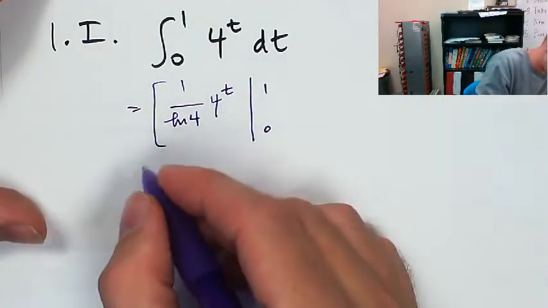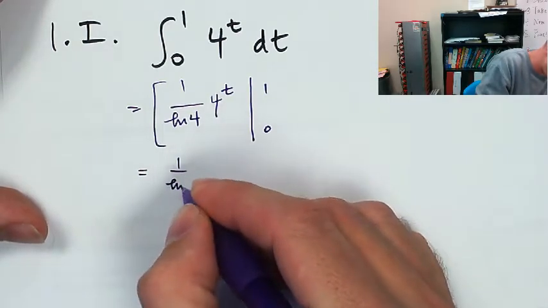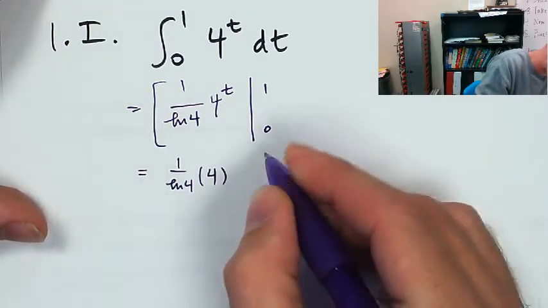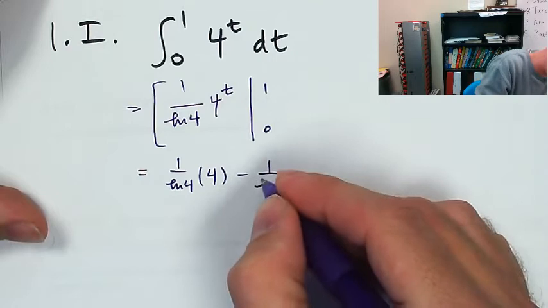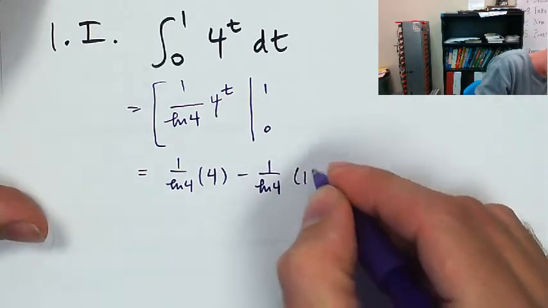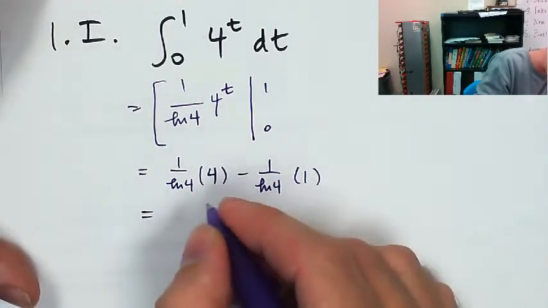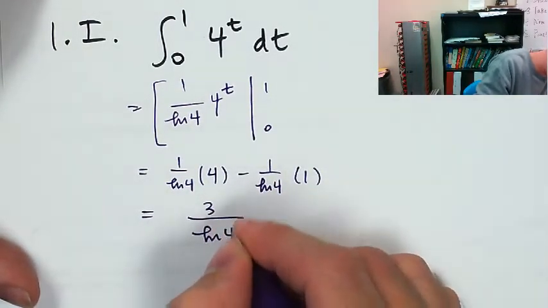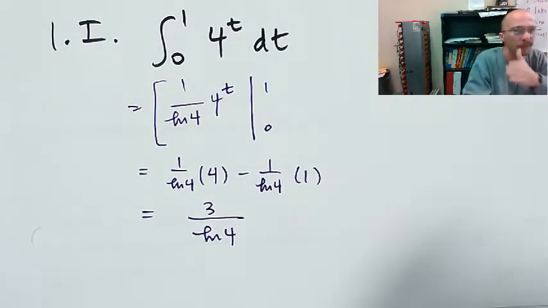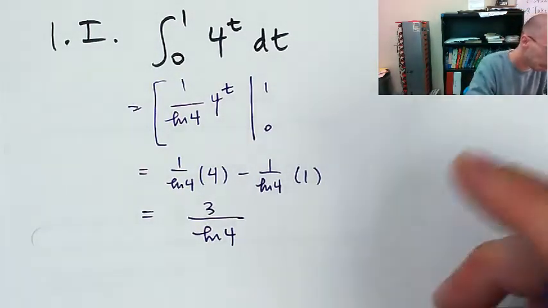And that's fine. So this is equal to 1 over log 4 times 4 to the 1 minus 1 over log 4 times 4 to the 0, which is 1. Okay, so I get 4 minus 1 is 3 over the natural log of 4, if I combine these with a common denominator.